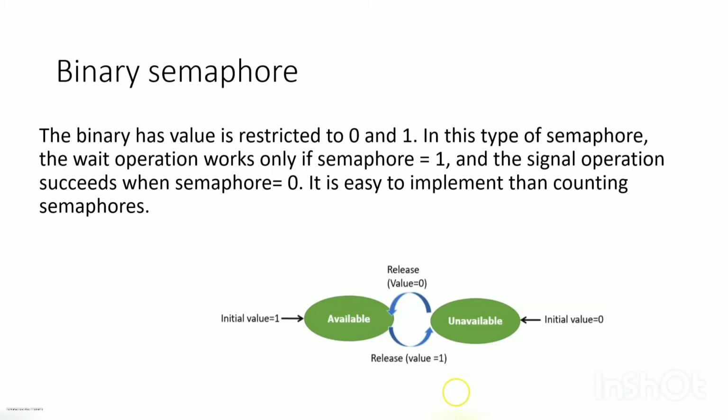So it can have two values, 0 and 1. Initially its value will be 1, and when one process is using this key, or this semaphore, it will move to the unavailable state and its value will be changed to 0. And from the unavailable state, it will again move to the available state if any other process releases it. So there is no condition that only the process accessing this binary semaphore has to release it. Any other process can also release the semaphore.